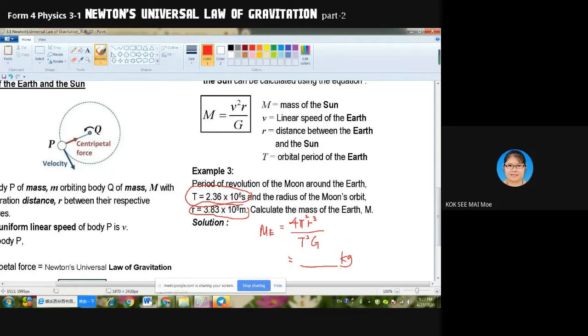Okay, for example, how you press: you press 4 first, then you go to shift, then after that you press EXP. Can you see the pi come out? Okay. Then you go to square, then you press equal first, then you multiply by your radius cubed.